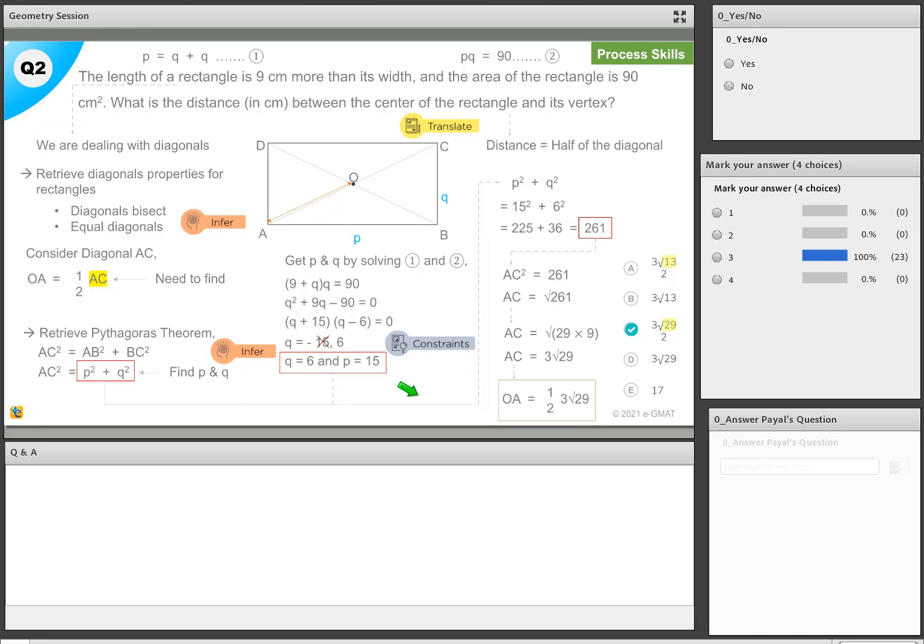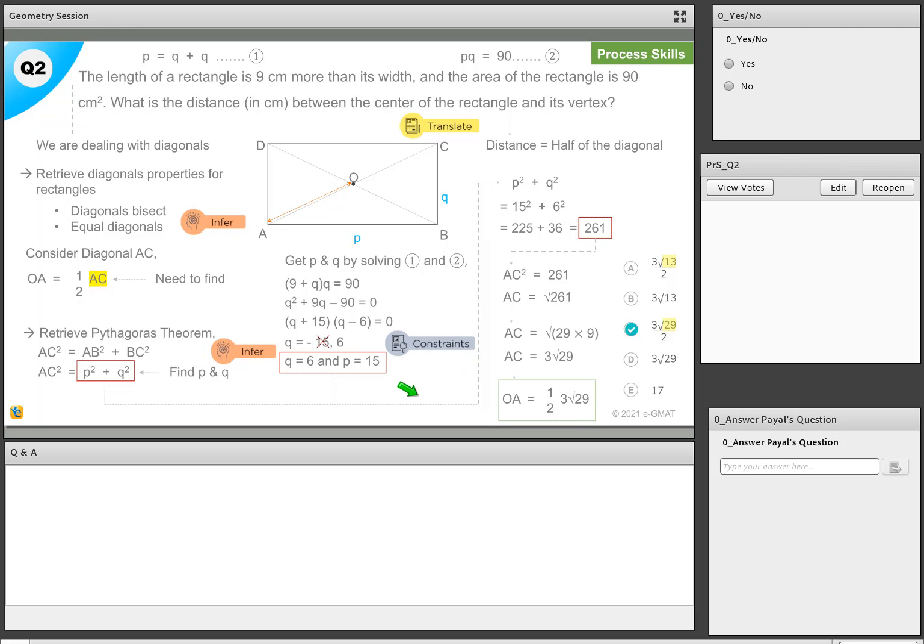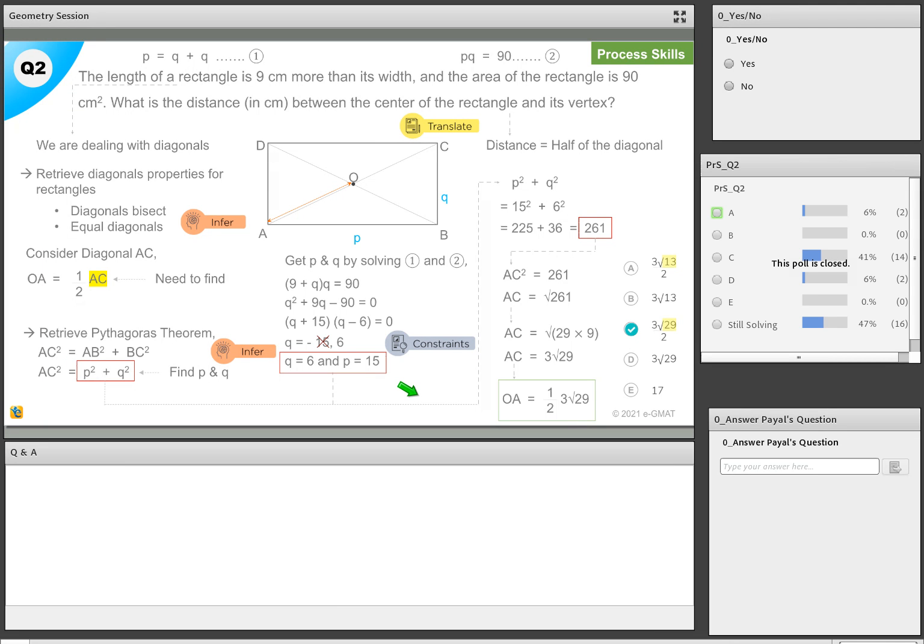So now tell me, where is it that you faltered in this question? Only 30% of the class got this question correct. So where is it that you faltered in this question? And I'm going to broadcast the results. 40% of the class got this question correct.